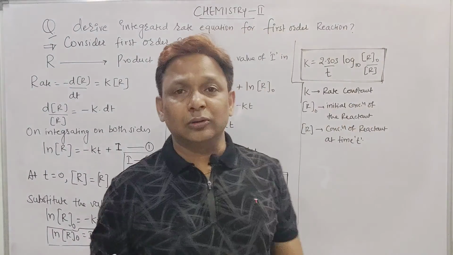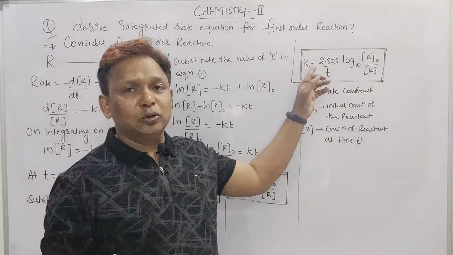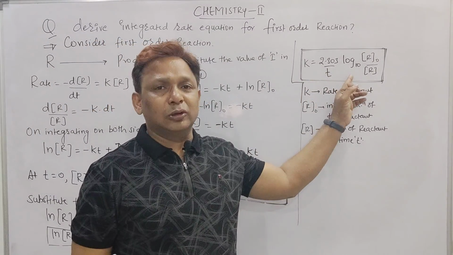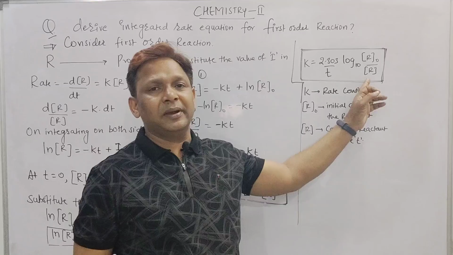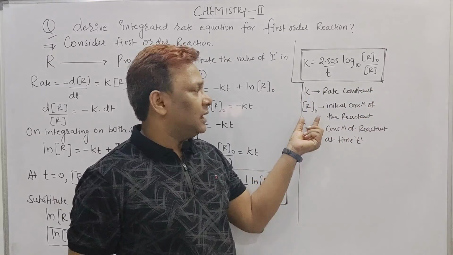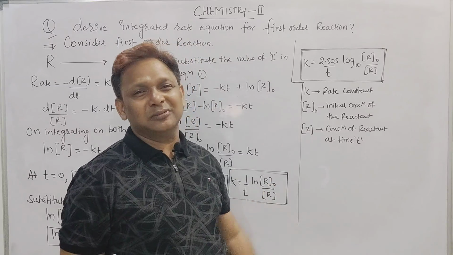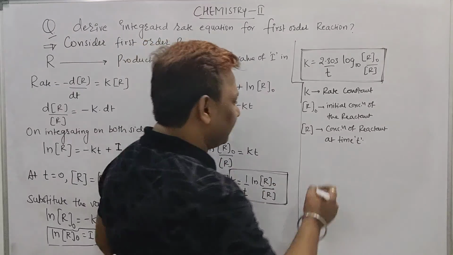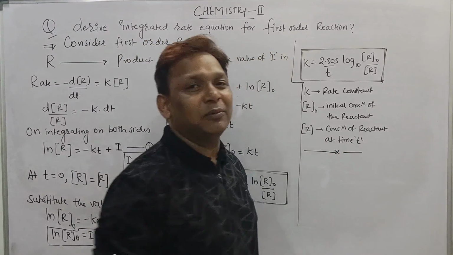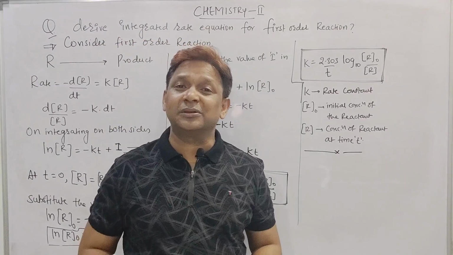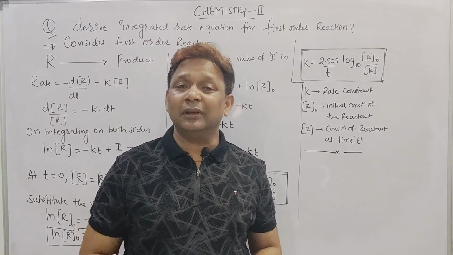In terms of log to the base 10, K equals 2.303 by t, log to the base 10 of the concentration of R naught by R. K is the rate constant, R naught is the initial concentration of the reactant, and R is the concentration of the reactant at time t. If you write up to here, you can easily score 4 marks, and it is definitely the most important question in our chemical kinetics.